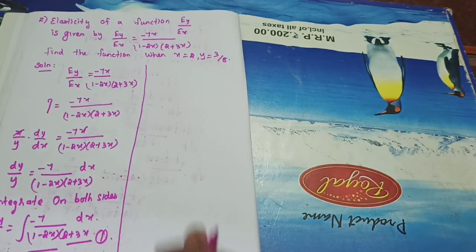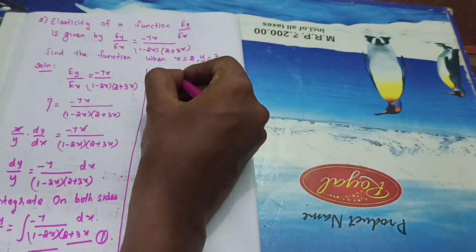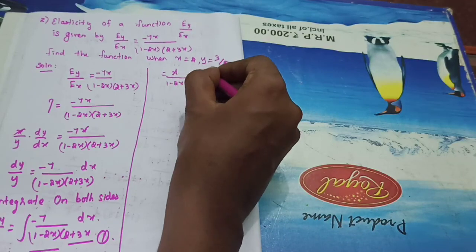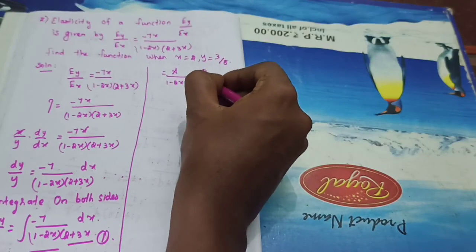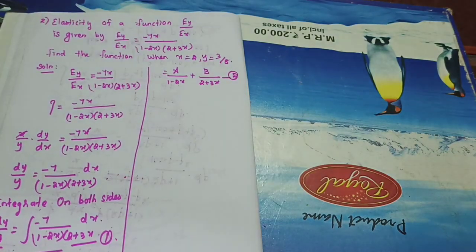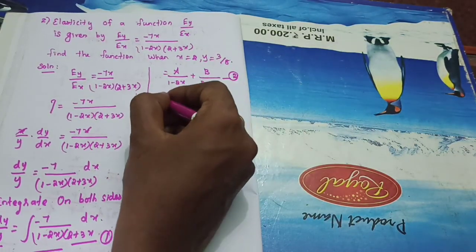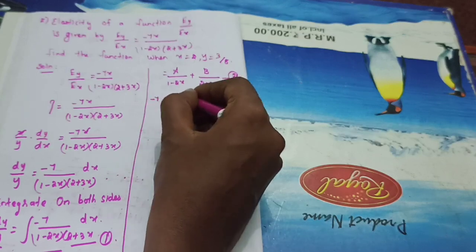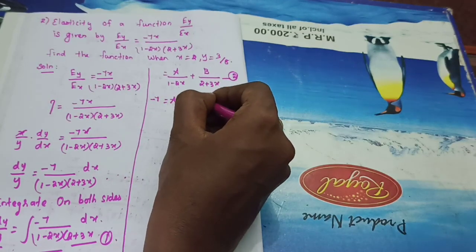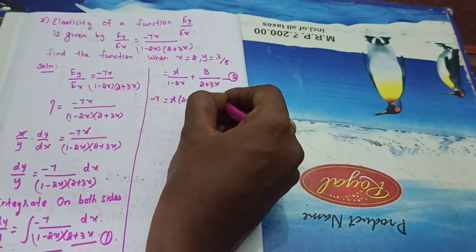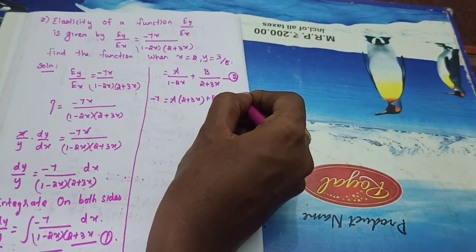So already you know, is it right? So how will you split? That's equal to A by first factor (1 minus 2x) plus B by next factor (2 plus 3x). Substitute it as equation number 2. So what will happen? Minus 7 is equal to A into (2 plus 3x). In previous unit you have learned a lot of problems, so I am not going to repeat. Plus B into (1 minus 2x).